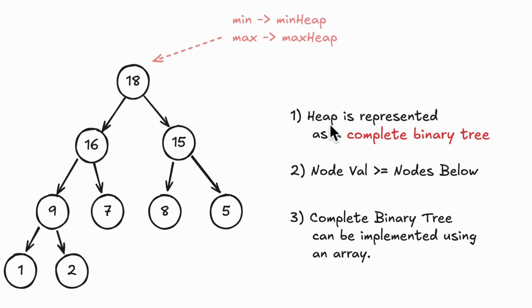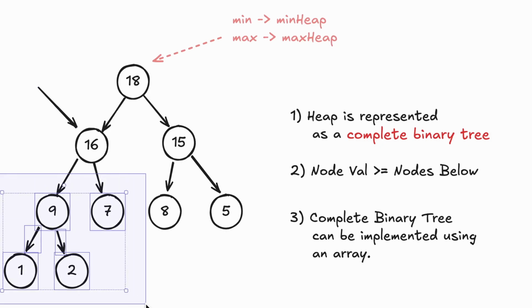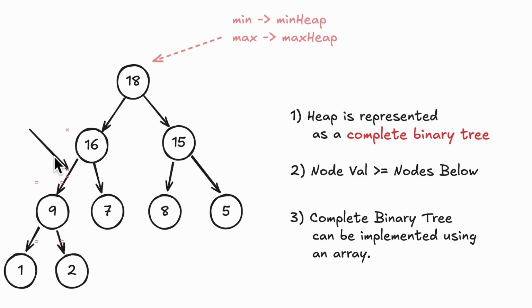The second point is, let's say I take any node, for example, this node. All the nodes below this node, that are these nodes, okay, all the nodes below 16 should have a value less than or equal to 16. All the nodes below 9 should have a value less than or equal to 9.